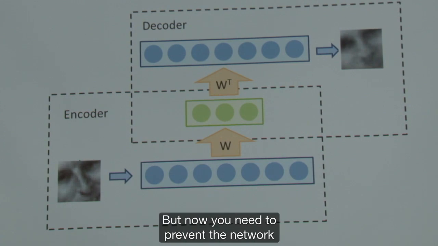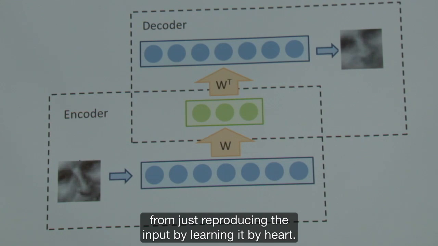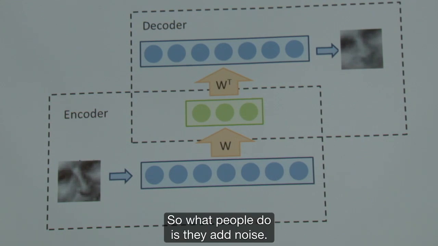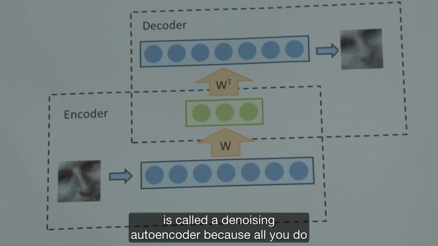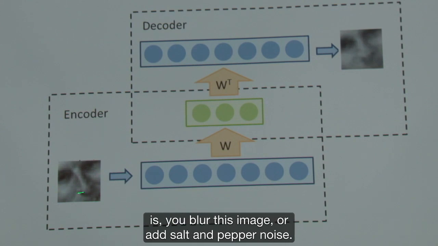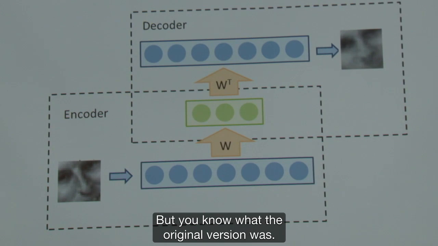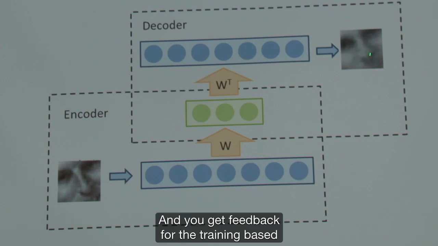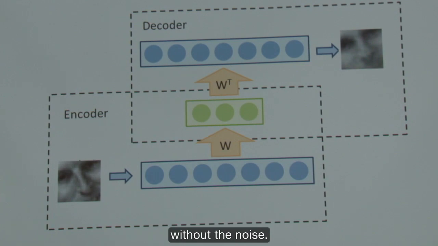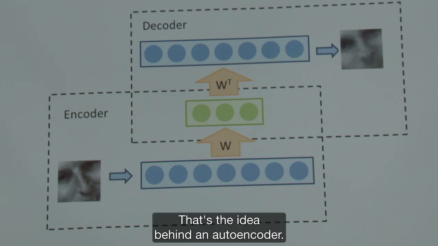But now you need to prevent the network from just reproducing the input by learning it by heart. So what people do is they add noise. What you train the autoencoder with then is called a denoising autoencoder, because all you do is you blur this image or add salt and pepper noise, but you know what the original version was. So you put it into the autoencoder, you get the reconstruction, and you give feedback for the training based on the reconstruction and the original image without the noise. That's the idea behind an autoencoder.